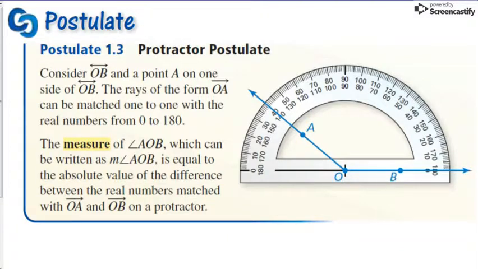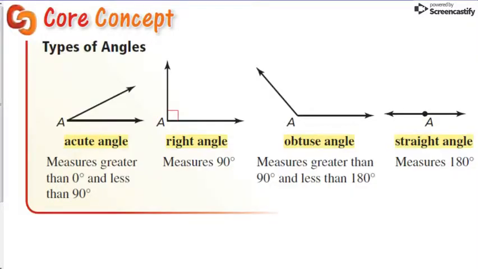All right, so postulate 1.3 is the protractor postulate. I'll let you guys read over this if you need to, but I believe most of you have used a protractor before. So let's see, there's different types of angles. I'm sure you've heard of these as well. There's an acute angle that measures greater than 0 and less than 90, and it looks like a tiny, cute little angle.